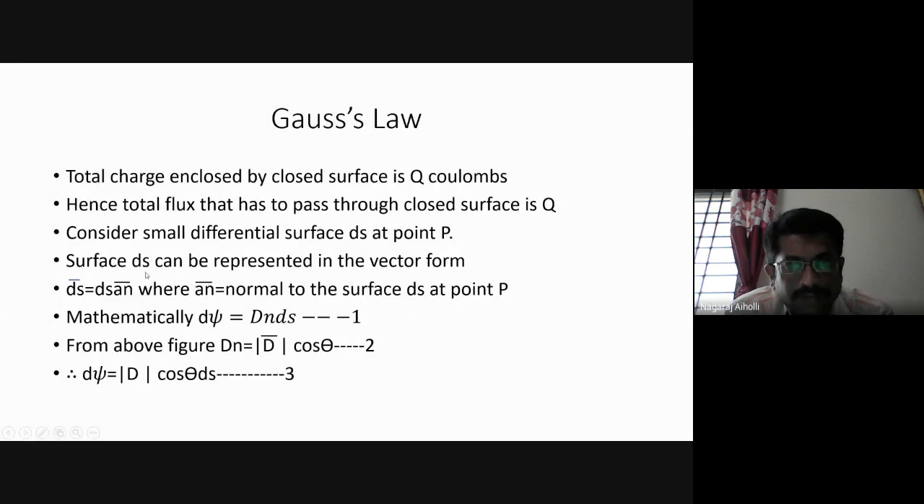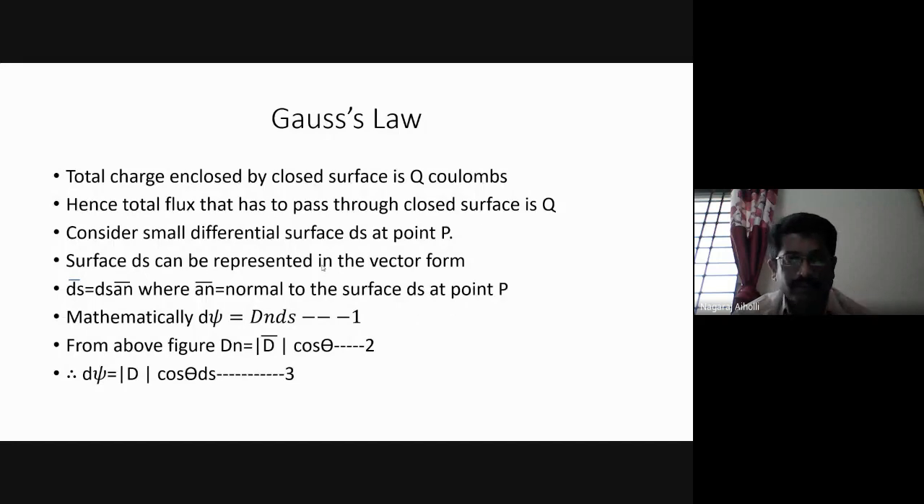The ds component, that is a ds surface, is represented in vector form. How do you represent it in vector form? What is the meaning of vector form? It has to consider both the magnitude and the direction. That is the meaning of vector: it has to have magnitude, and it should possess direction also.